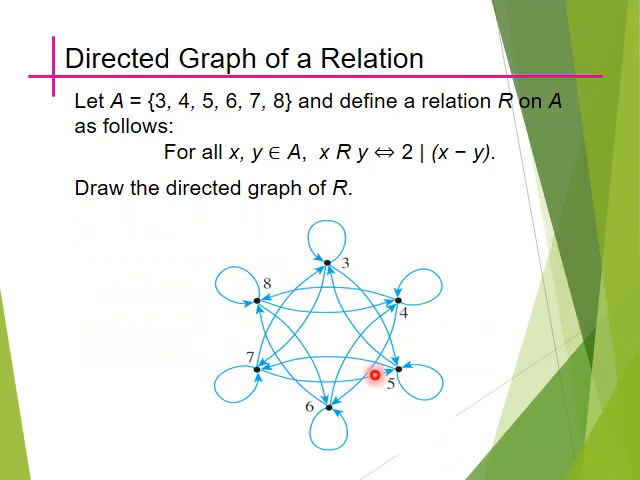So by the reasoning we can see in the set A that 3 is related with itself, 4 is related with itself and all the elements are related with itself. Therefore there are loops on every element.